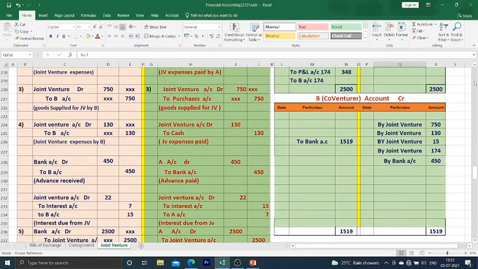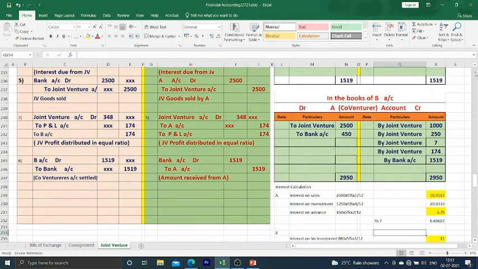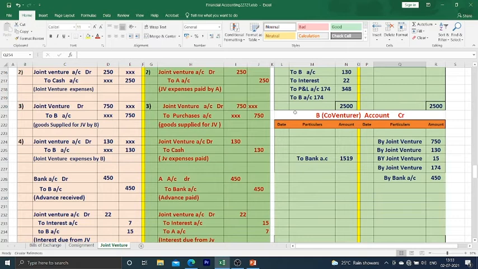Just to check the journal entries in the books of B. A supplied goods, joint venture to A. A paid the money, joint venture to cash, A for expenses. B supplied the goods, joint venture to purchase 750. B paid the expenses, joint venture to cash 130. B advanced to A, to bank 450. And there is interest. Total joint venture interest 22. That B interest is 15, A interest is 7.